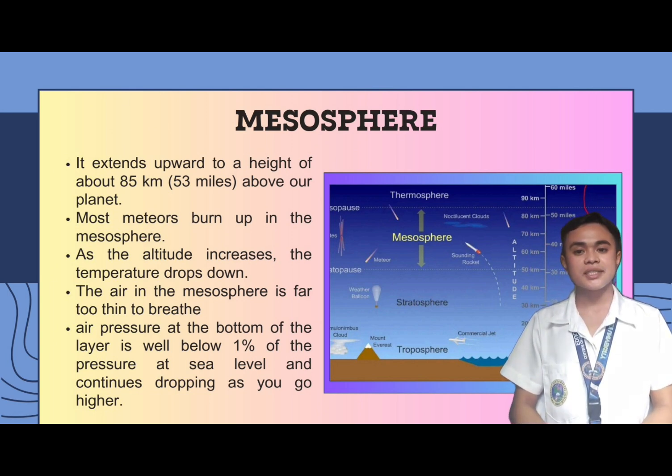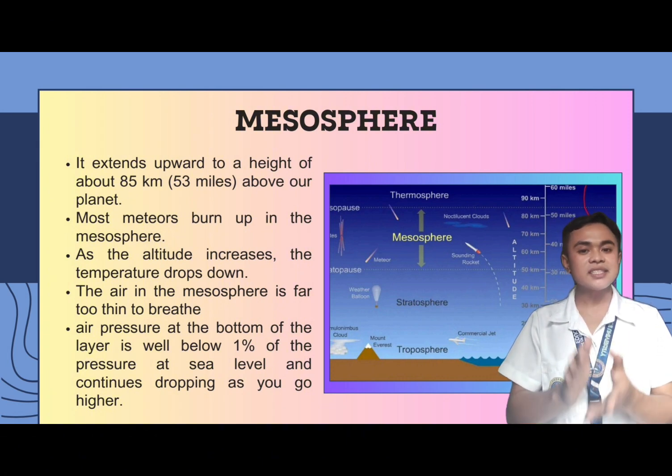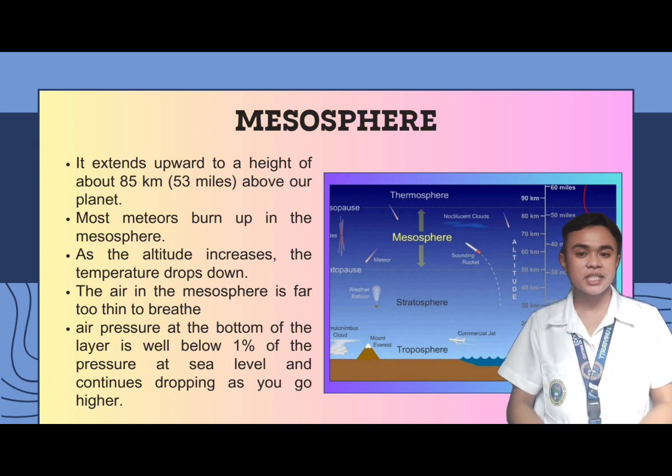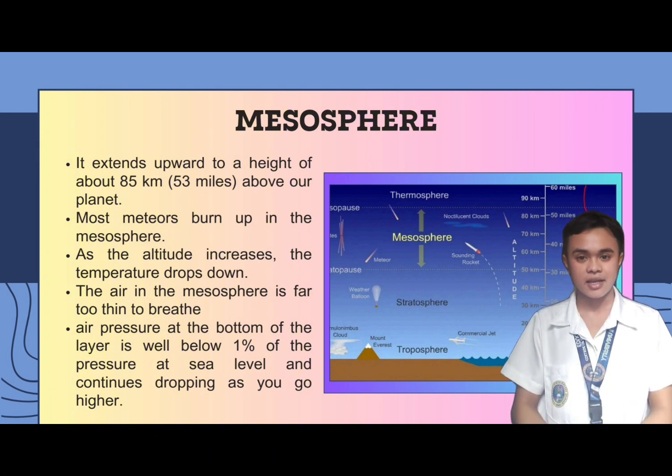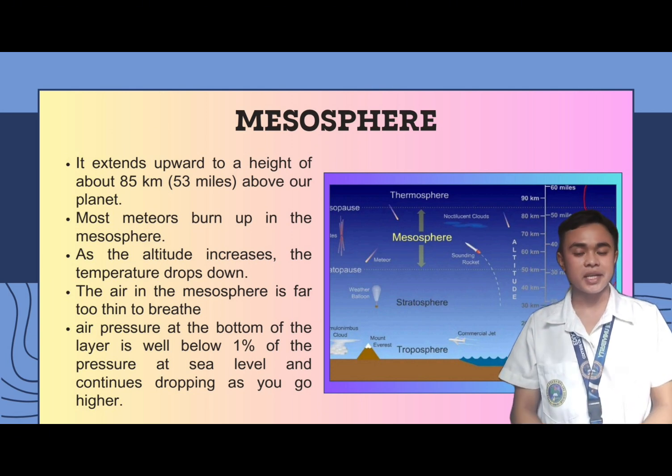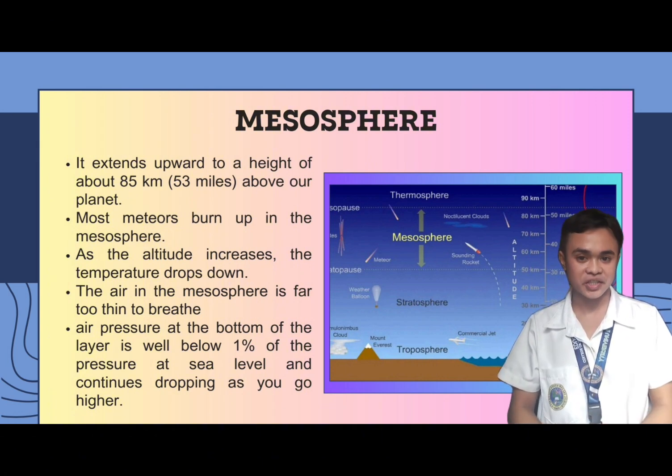Most meteors burn up in the mesosphere. The coldest temperatures in Earth's atmosphere, about negative 90 degrees Celsius or negative 130 degrees Fahrenheit, are found near the top of this layer. The air in the mesosphere is far too thin to breathe, with air pressure significantly lower than 1% of sea level pressure.